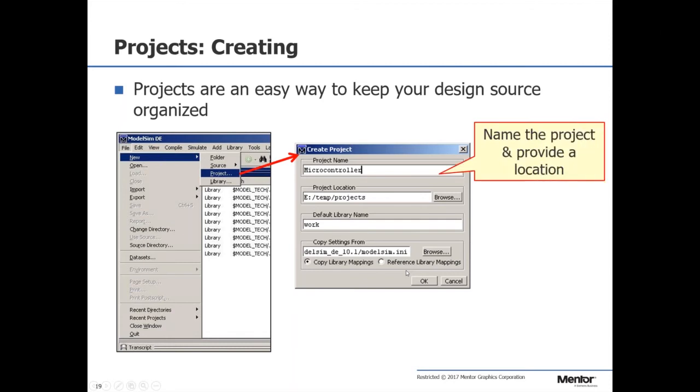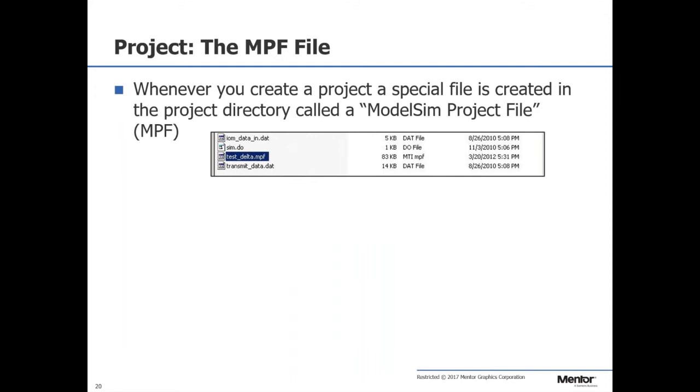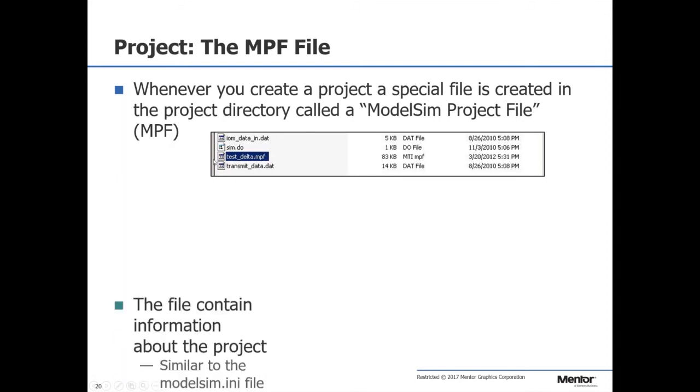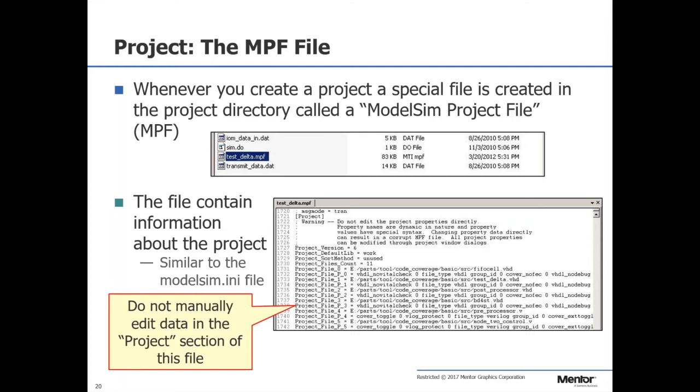So once you've created a project, in that directory you have this thing called projectname.mpf, the ModelSim project file. And that MPF file you can then click on and it will open up the project. It is a text file, so you can edit it, you can look at it. I wouldn't make a lot of changes in this project file unless you really, really know what you're doing. So I would say be careful with making changes to that text file.